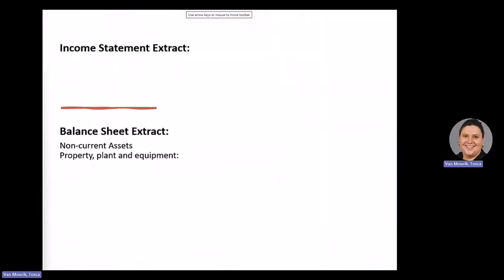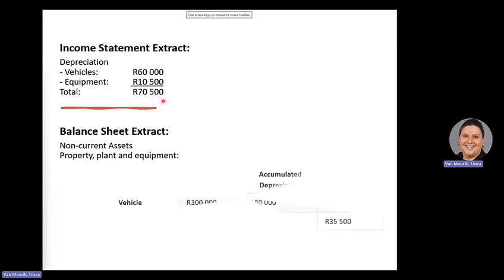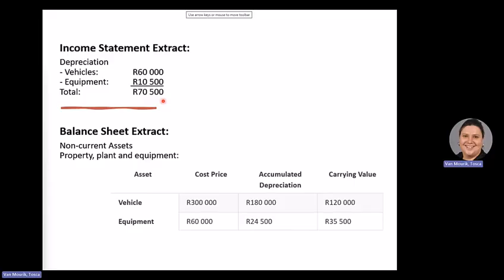What is the effect on my income statement? Well, there's an expense, so we will just add them together, and so the depreciation expense for the year will then be the 70,500. For the balance sheet, however, this is where we split it.